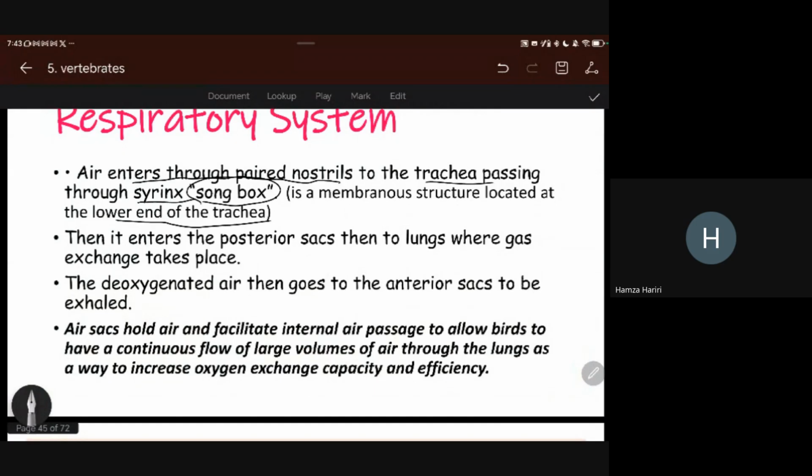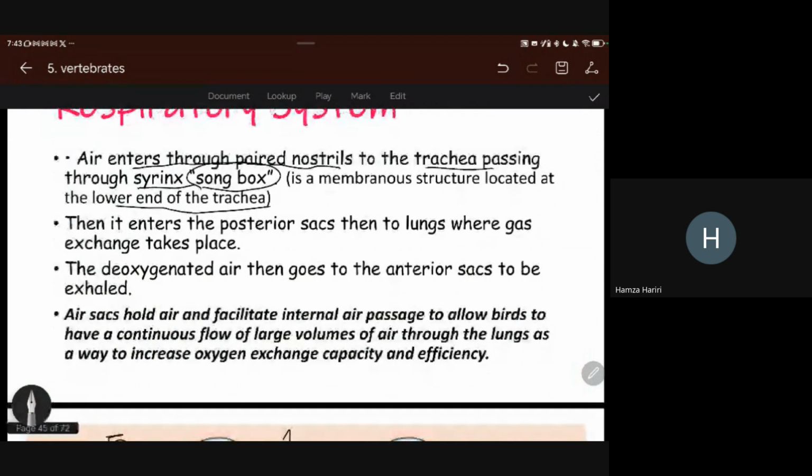So at the end of the trachea, we have what? We have the syrinx. Then it enters the posterior sac, then to the lungs where gas exchange takes place. So first off, the air enters through the nostrils, then it passes through the trachea, and at the end of this trachea, we have what? We have the song box, or the syrinx, and then after it passes through the song box, it's going to enter the posterior sac, and then again it will go to the lungs where gas exchange is going to take place.